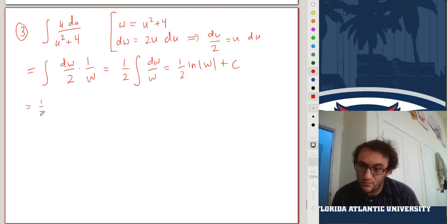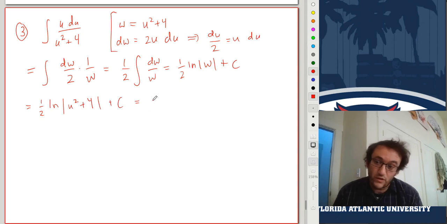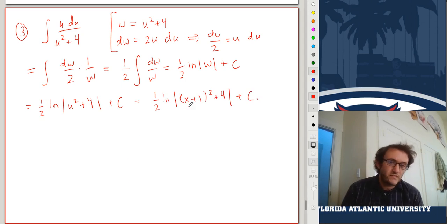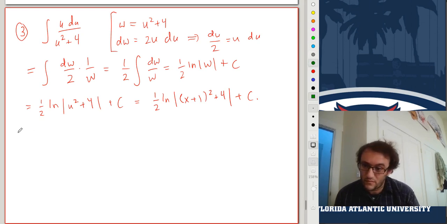Plugging back in what w is, 1/2 ln u squared plus 4 plus c. And in turn, we plug in what u is, 1/2 ln x plus 1 squared plus 4 plus c. Okay, so that's integral number 3. In terms of integral number 4, we had the integral of, I believe it was 2. Yes, 2 du divided by u squared plus 4.